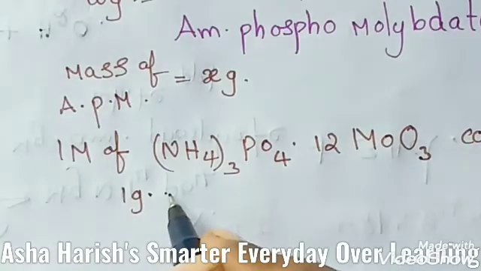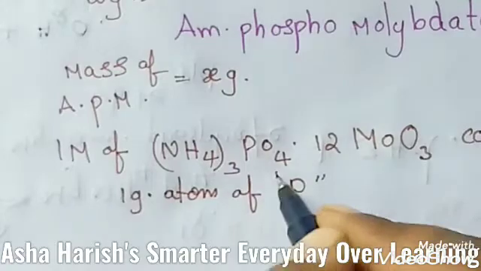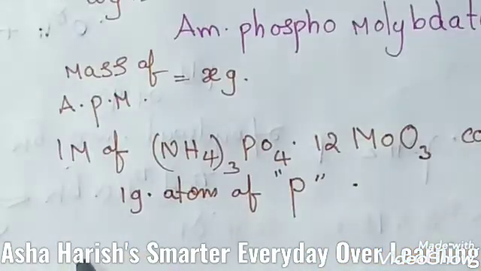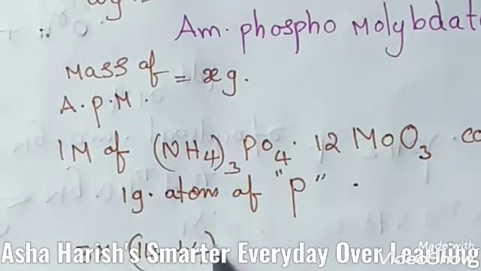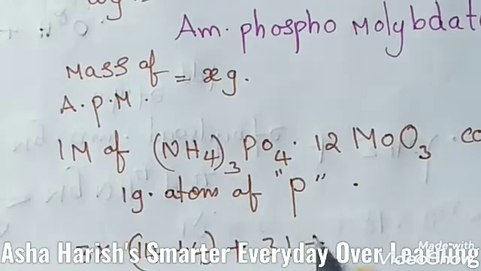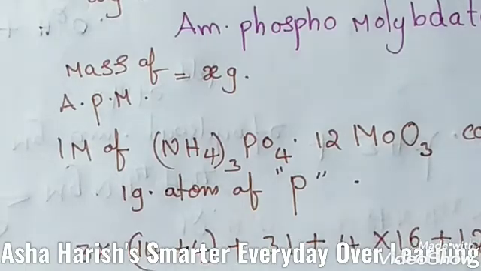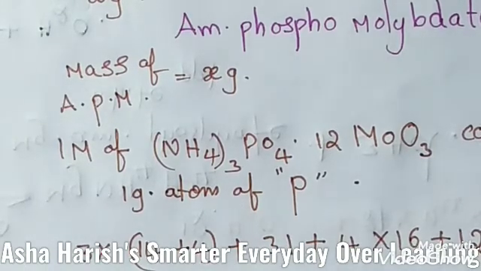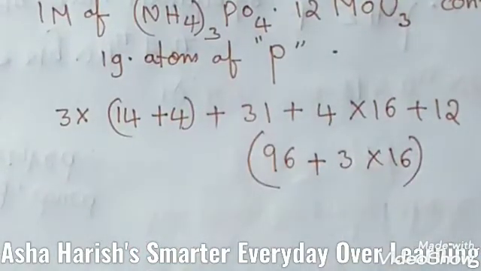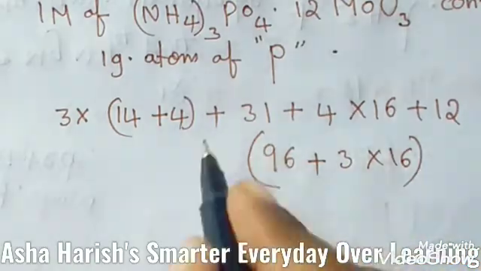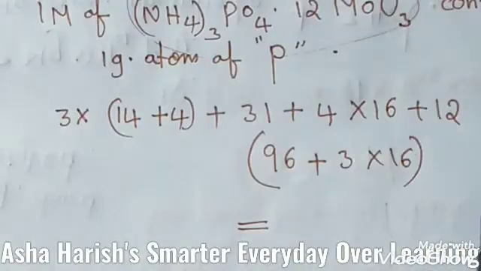1 gram atom of phosphorus, that is, 3 into 14 plus 4 plus 31 plus 4 into 16 plus 12 into 96 plus 3 into 16. This is from the complete molecular formula.